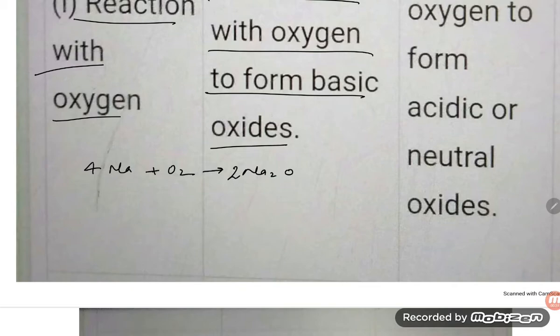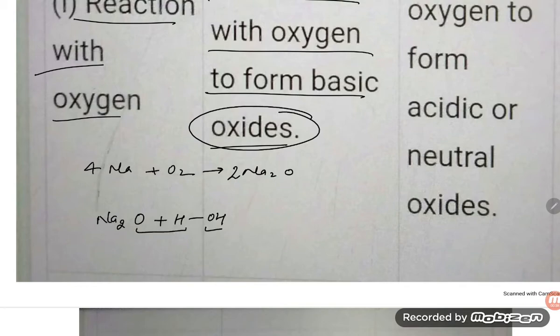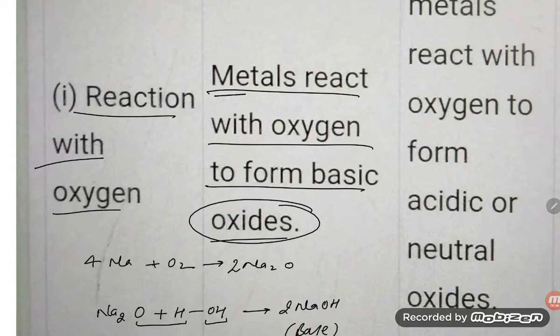Now, this is basic. Why is it basic? If you treat this Na2O with a water molecule, HOH, you will find this is OH, this is OH, so it is going to give 2NaOH. This is the base. So metals react with oxygen to form basic oxides.